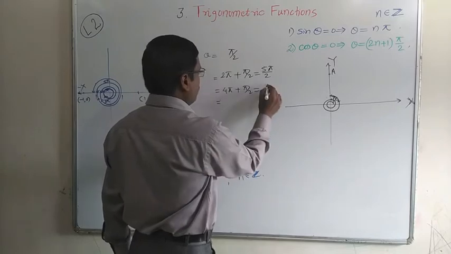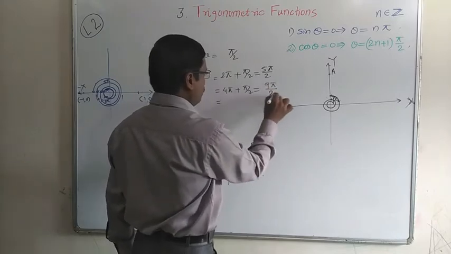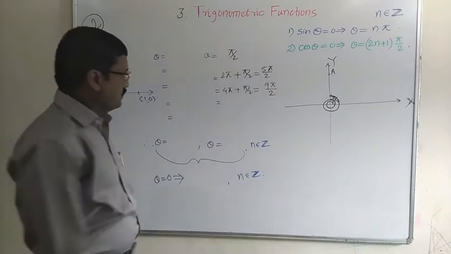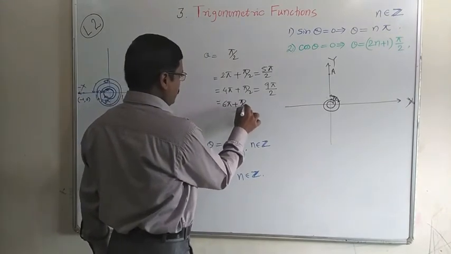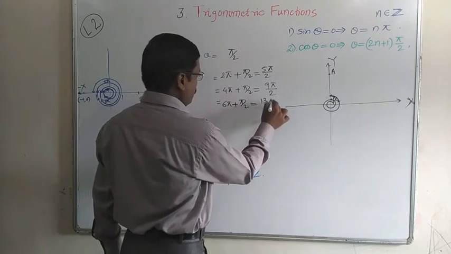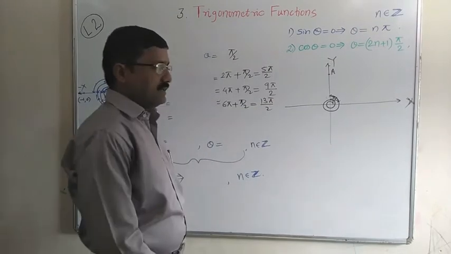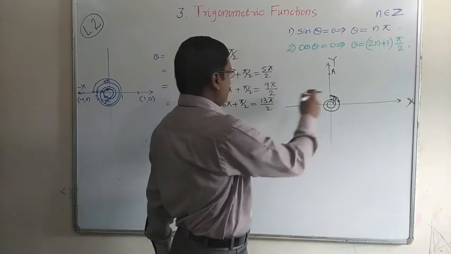It will be 9 pi by 2. Next one will be obviously 6 pi plus pi by 2, so it will be 13 pi by 2. In this positive direction we get these angles.